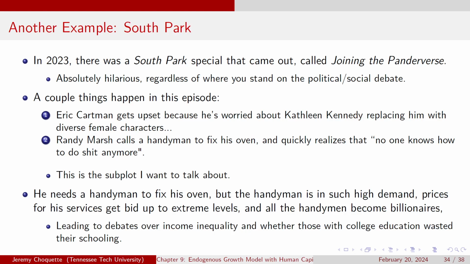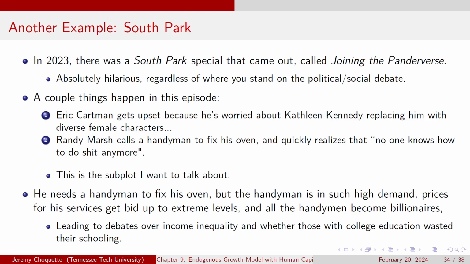But the handyman comes, takes a look at the oven, and he's like, well, I can't really do anything right now because I got to order a part. And when I actually get the part, well, it's going to be a while before I can come fix it. It's probably going to be a couple weeks. And Randy's like, why the hell is it going to take a couple weeks? And he's like, well, I got to do work for this guy and this guy and this guy and this guy. And it turns out he's in such high demand for his services that the prices to have him come over and fix your stuff get bid up to these ridiculously extreme levels. And all the handymen end up becoming billionaires in the country.